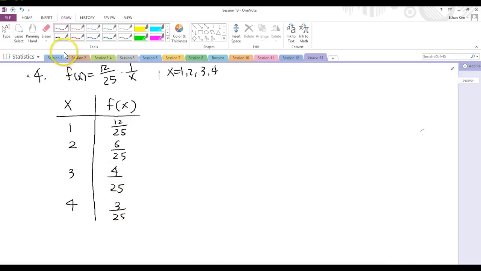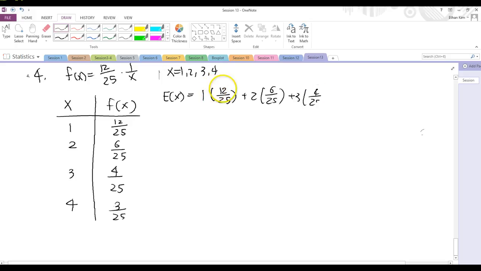Alright, so let's do the same thing again. Expected value is going to be 1 times 12 over 25 plus 2 times 6 over 25 plus 3 times 4 over 25 plus 4 times 3 over 25. And if you do the calculation, it comes out to be 1.92. So this is the first moment, or the expected value.